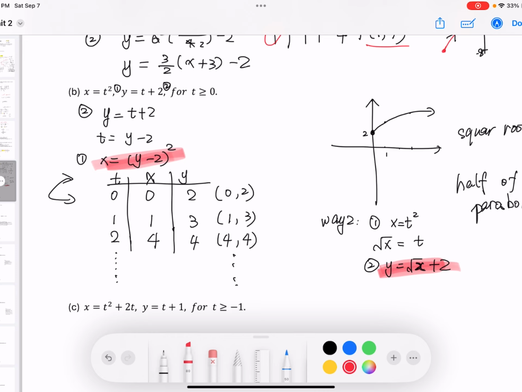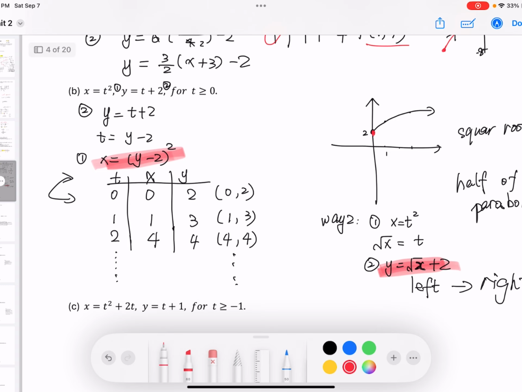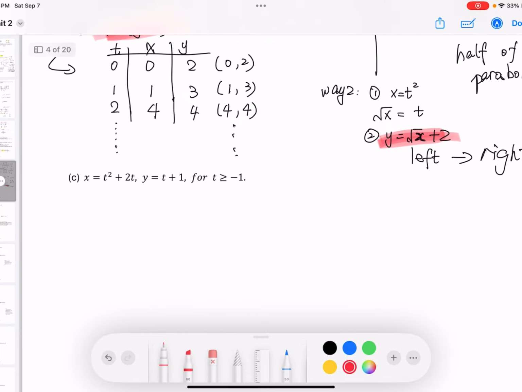Okay, next step, you just use the same table. You have the function, the points (x, y), plot them and connect them with a smooth curve. And what is the orientation? We can say it is from left to right, because from the initial point here (0, 2) it goes all the way this way. So this is from left to right.